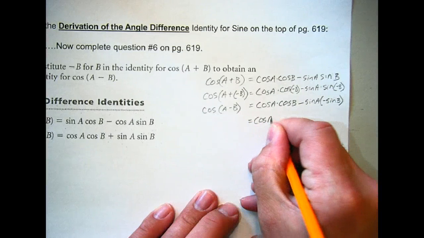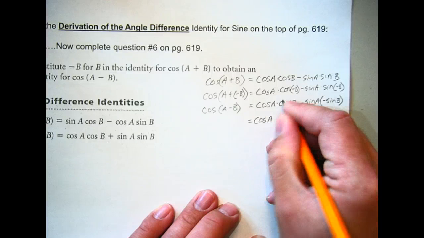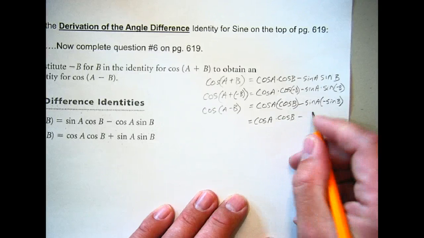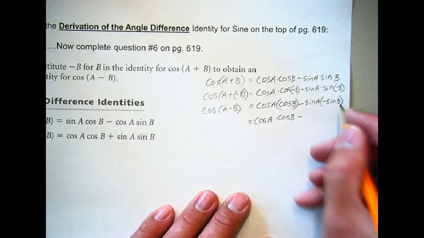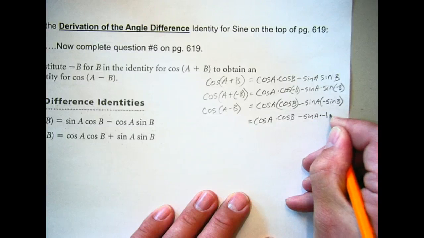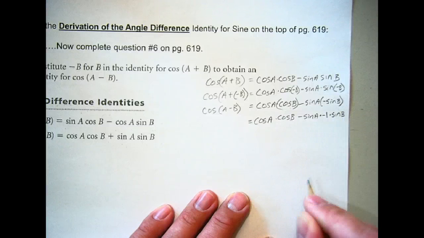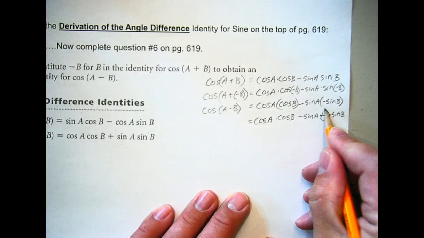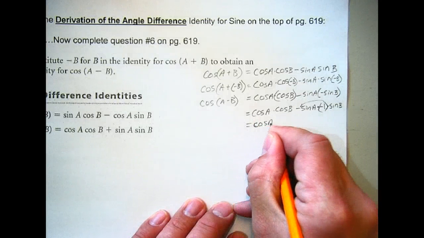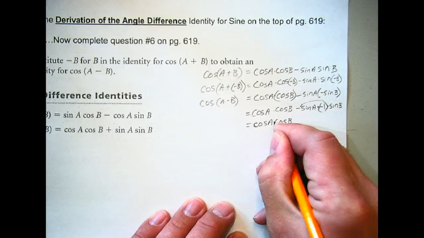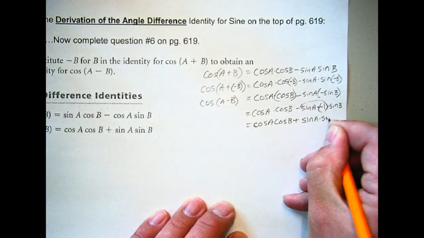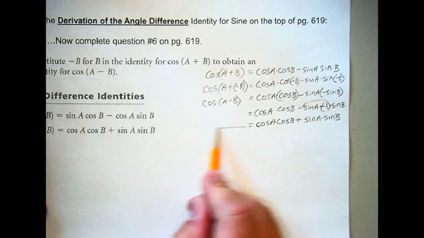So we have cos A times cos b. Remember, cos negative b is cos b, using our negative angle, minus sine A times negative sine b. You can think of that negative sine b as being negative 1 times sine b. And that negative 1 can be pulled out to the front, right out here. You can multiply in any order. What's that become then? That becomes a plus. Which is this identity right there.